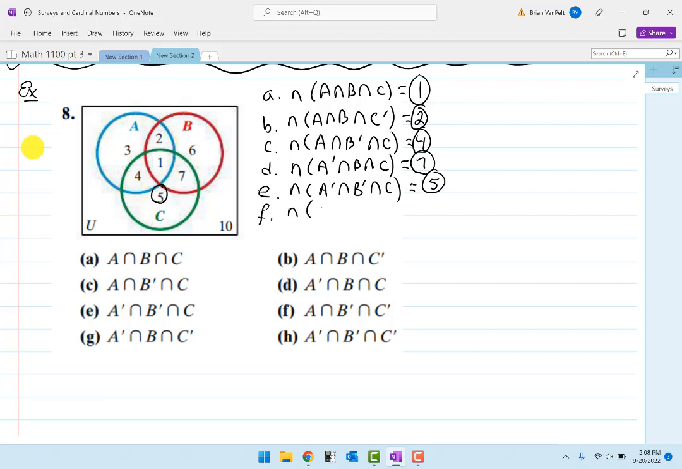Now we're going to do A intersected B prime intersected with C prime. So these are the items in A, but not in B and not in C. That would be those 3. G, the number of items in A prime intersect B intersect C prime. As you might have figured, we want items in only B and not in A or C. There's our 6.